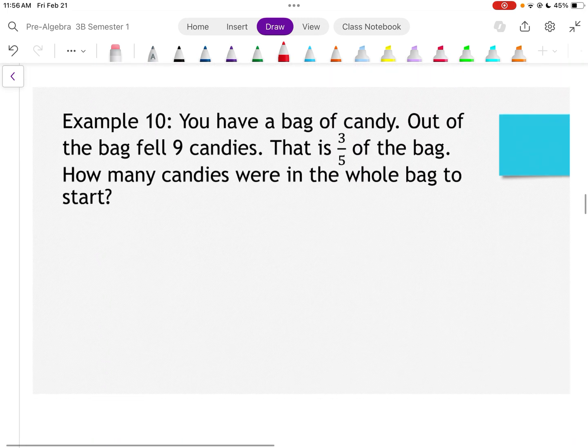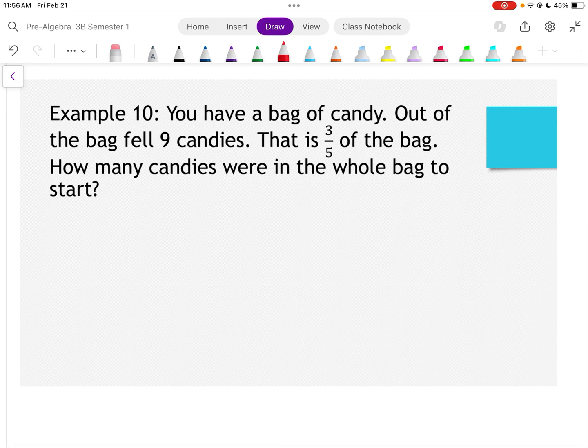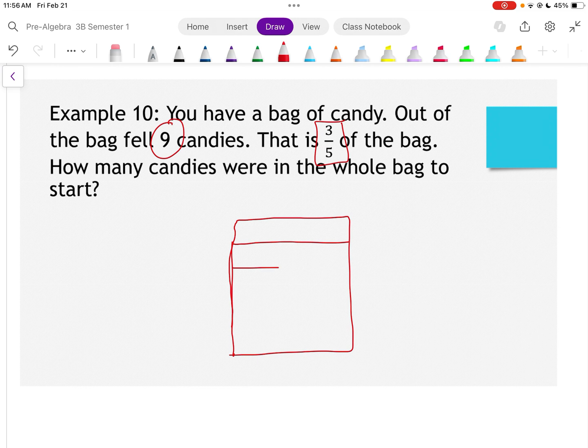Okay, let's do number 10. So this one, you have a bag of candy. Out of the bag fell 9 candies. That is 3/5 of the bag. So this 9 is 3/5 of the bag. How many candies were in the whole bag to start? So if we draw a picture, we have 3/5. So we need to divide this into 5. So we have 1, 2, 3, 4, 5 parts.